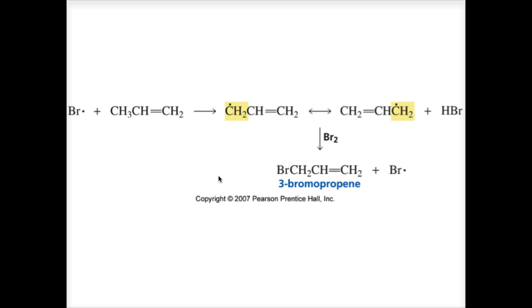Only one substitution product is formed because the groups attached to the sp2 carbons are the same in both resonance contributors, as you'll notice here. So the source of molecular bromine that's noted here on the slide could have come from the N-bromosuccinimide reacting with HBr in the previous slide that you saw earlier. Okay, let's go to the next slide.